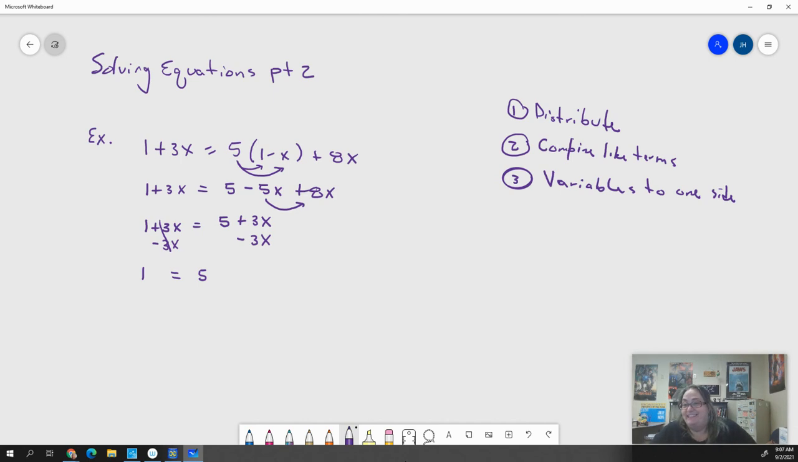1 and 5 are not equal to each other. So this would have no solution, right? This is untrue. There is no solution. So if you are left with two numbers that don't equal each other, you have no solution. I'm going to put a box around it so you know it's done. Like that is the final answer, no solution.